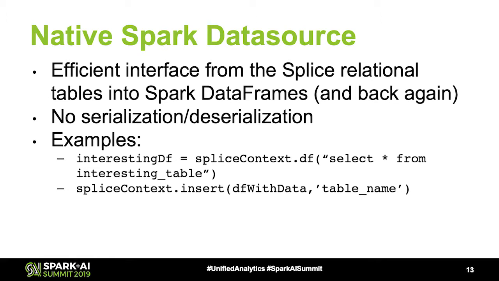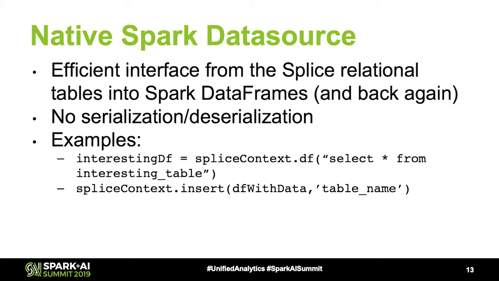Now, the native Spark data source is worth discussing just a little deeper for a moment. It's literally an efficient interface from our relational tables in Splice Machine into Spark data frames, or back again as you like, without any serialization or deserialization. And I've just got a couple of quick examples up here for the moment. So imagine that you've got a table query that you want to run. Let's say it's a select star from some table in Splice Machine. This could have been a join or whatever. Once you've made that query, you can make a call .df, and now you are able to populate directly into a Spark data frame. Conversely, you could go the other way and insert directly into a Splice Machine table from a data frame with a similar syntax.